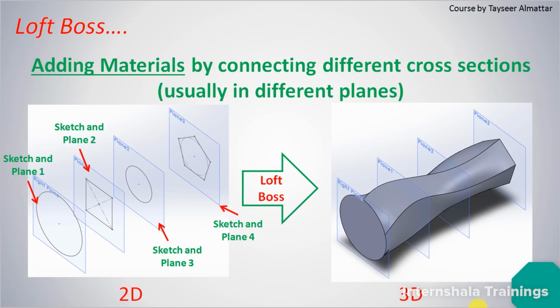Starting with Loft Boss. Loft Boss is adding materials by connecting different cross-sections. To apply Loft Boss, we can use as many sketches as we want. Those sketches are usually in different planes. With Loft Boss, we can go from the sketches on the left to the 3D model on the right. Note on the left, we are using 4 different sketches in 4 different planes to come up with the object on the right.